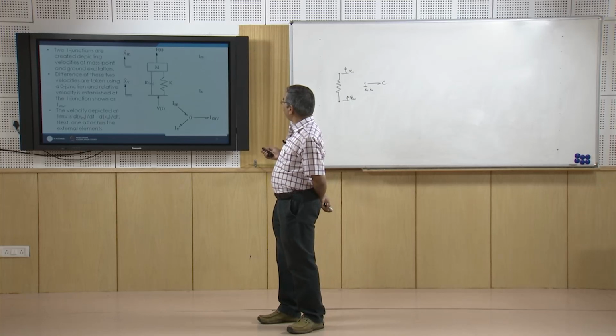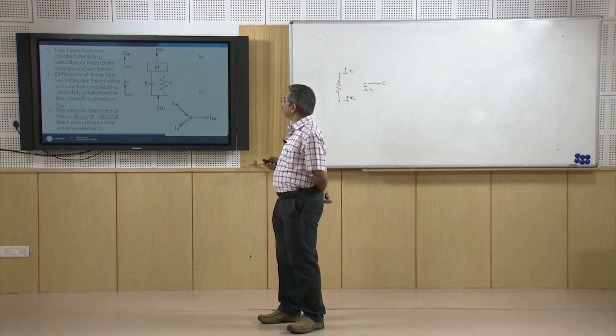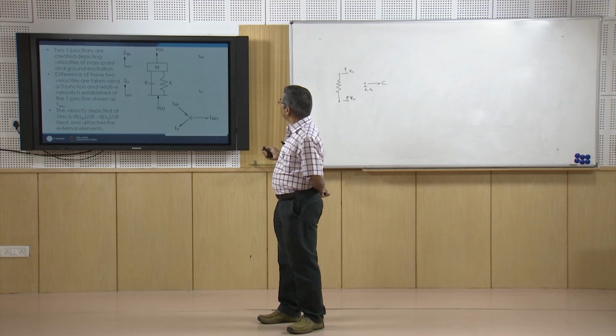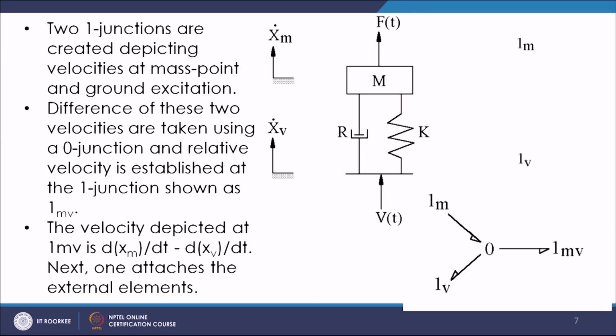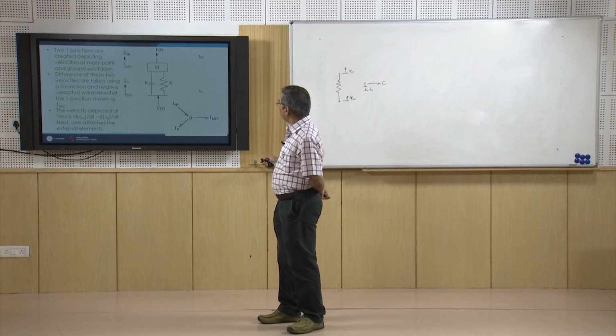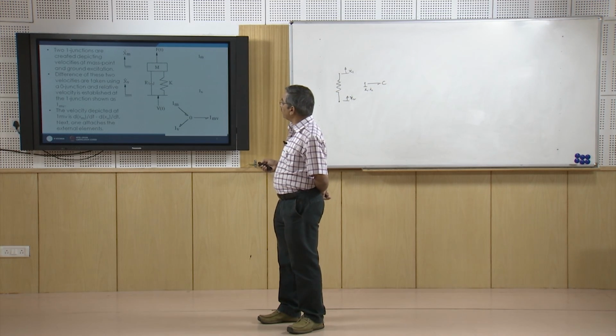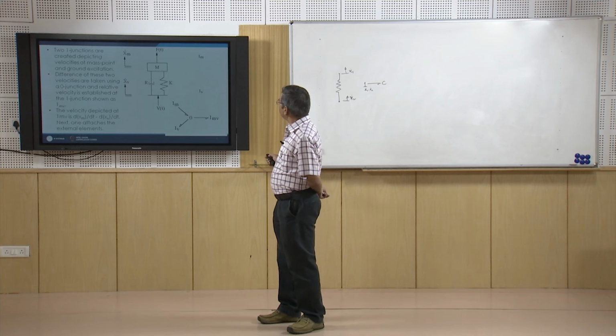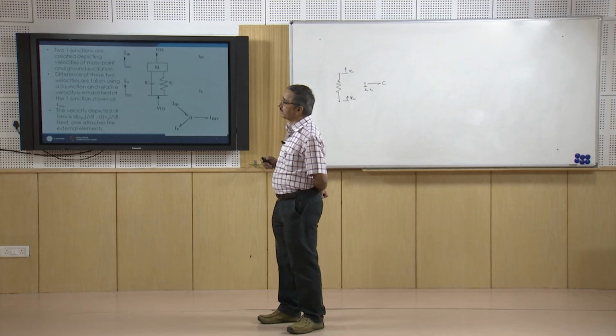Now, if I want to draw the bond graph model for this system, what we do essentially is create two one junctions, and these two one junctions represent the velocities, xm dot and the ground velocity. So, these are the two one junctions created, depicting the velocity at the mass point and the velocity of the ground excitation.